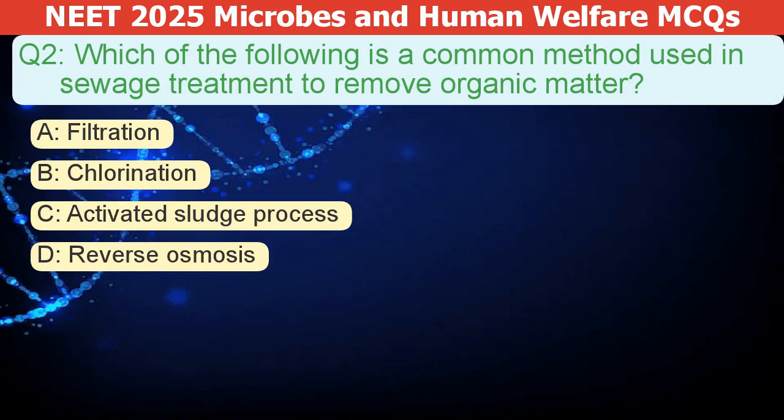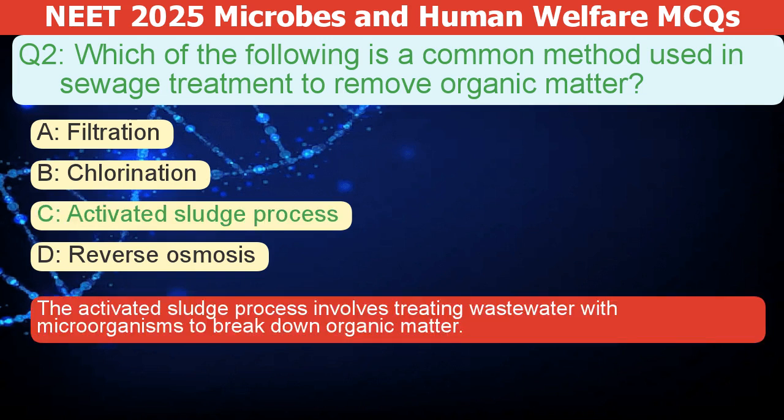Which of the following is a common method used in sewage treatment to remove organic matter? A. Filtration. B. Chlorination. C. Activated sludge process. D. Reverse osmosis. The correct answer is C. The activated sludge process involves treating wastewater with microorganisms to break down organic matter.